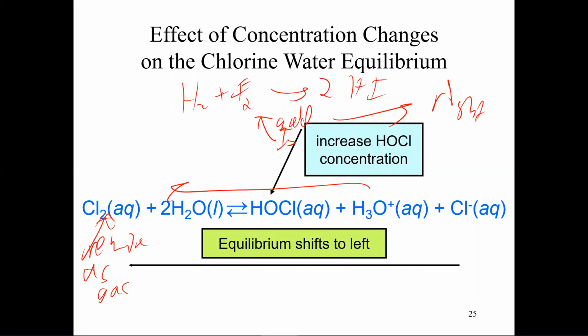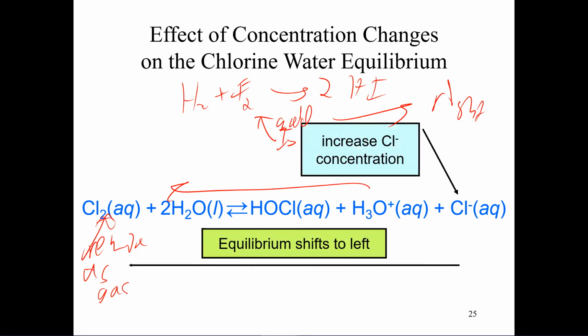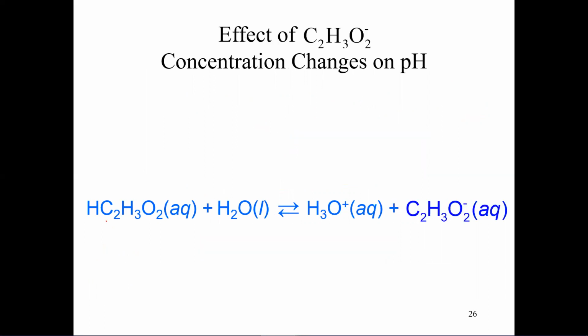If you increase the amount of hypochlorous acid, it'll go to the left. If you decrease the acid concentration, it'll shift to the right. And if you increase chlorine, it'll shift to the left. So that's Le Chatelier's principle there. So now let's look at the next one.